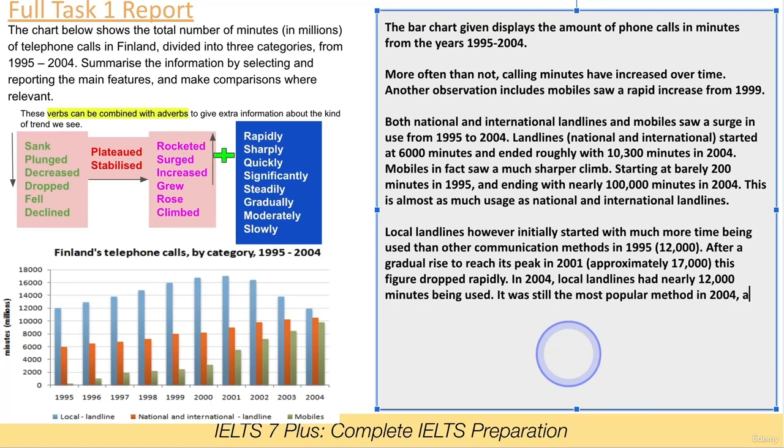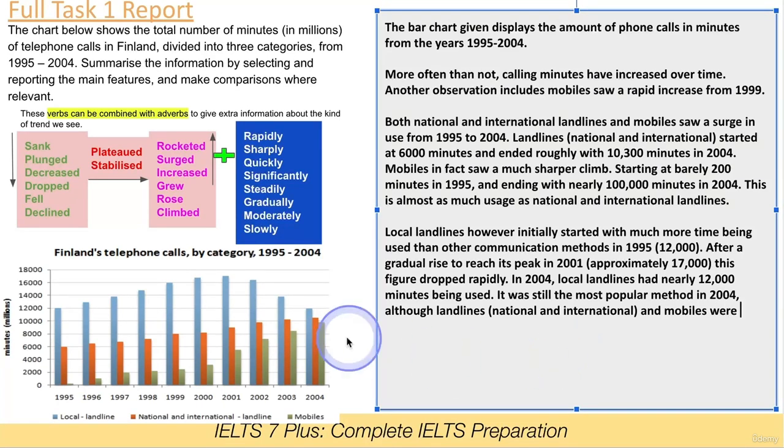However, or although, a good synonym, although landlines, national and international, and mobiles, they're not too far behind here. They're sort of all within the same range of each other. So we can say that they're not too far behind, perhaps. There we go. Okay, so let's read back the last paragraph and just make sure it sounds okay.